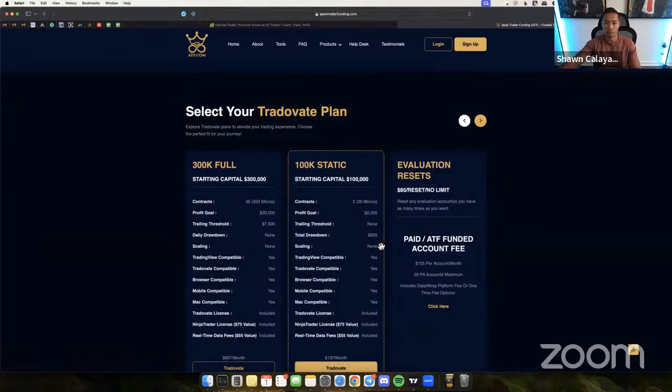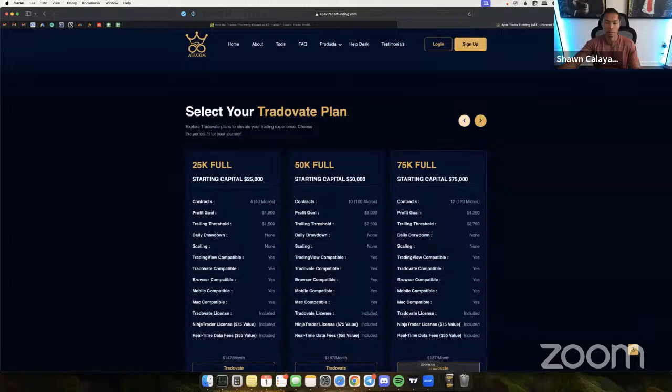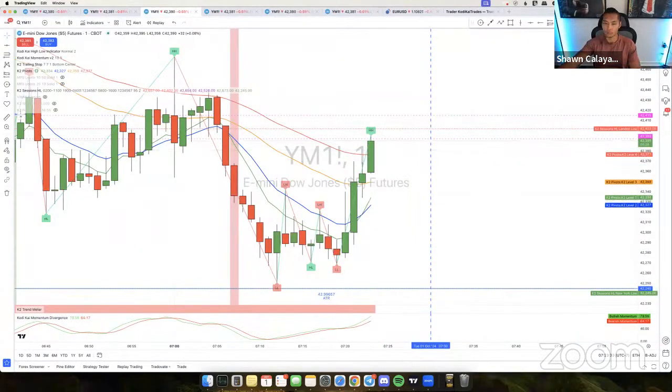Like, you need a 200-point move to actually get to that point. So yeah, don't bother with the static. I mean, you can do it if you want, but I think a lot of people don't realize that it's only 2 contracts that you can take.